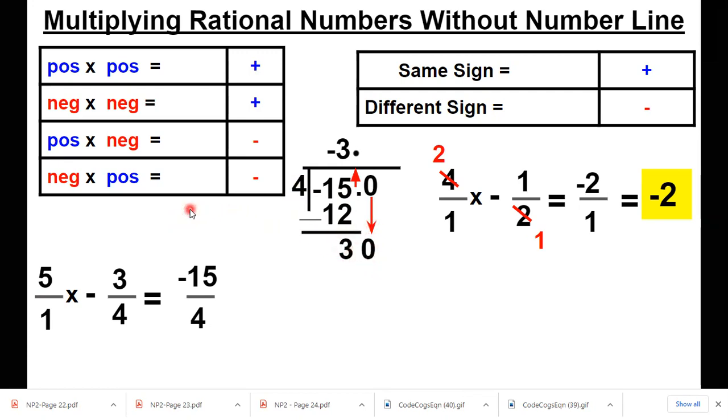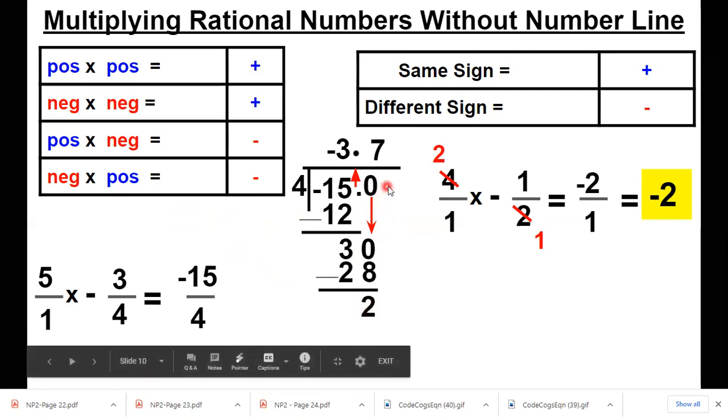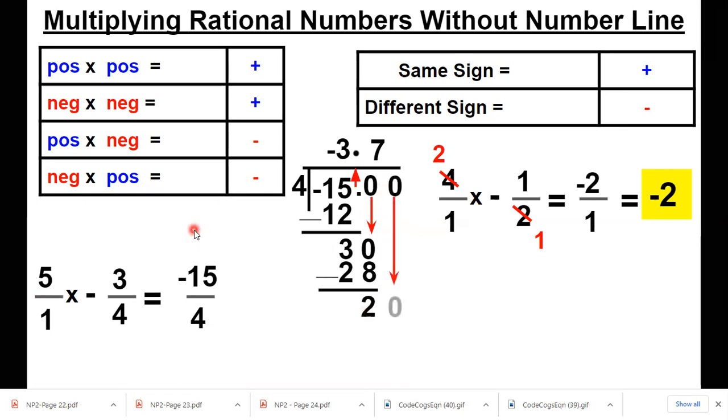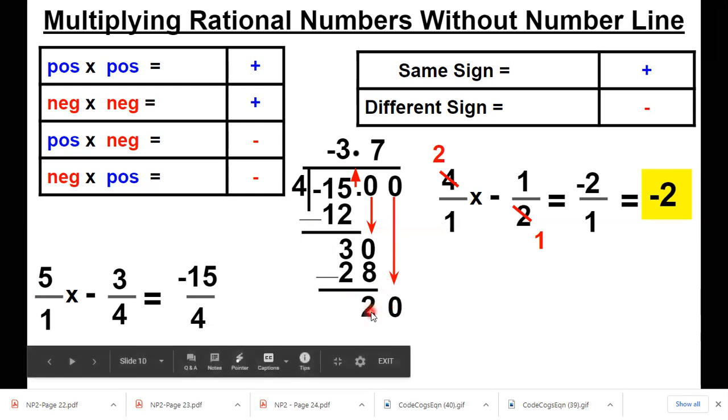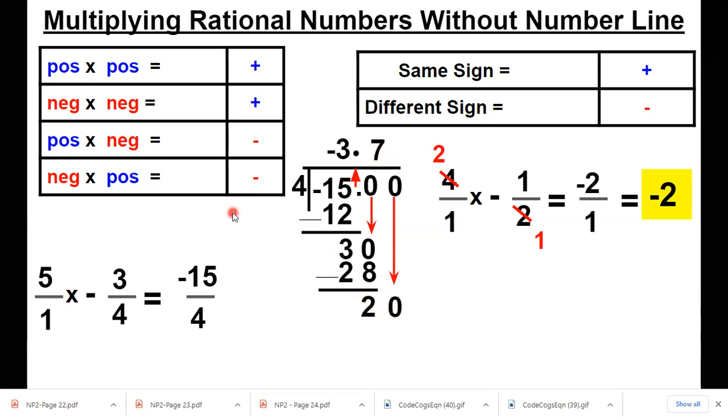7, right? 4 times 7 is 28. I subtract 30 minus 28. That's going to give me 2. I still have a remainder, so I'm going to add another 0 up here and bring it down. And how many 4s go into 20? Yeah, 5. That's going to be written right here. And then 4 times 5 is 20. And 20 minus 20 is 0.